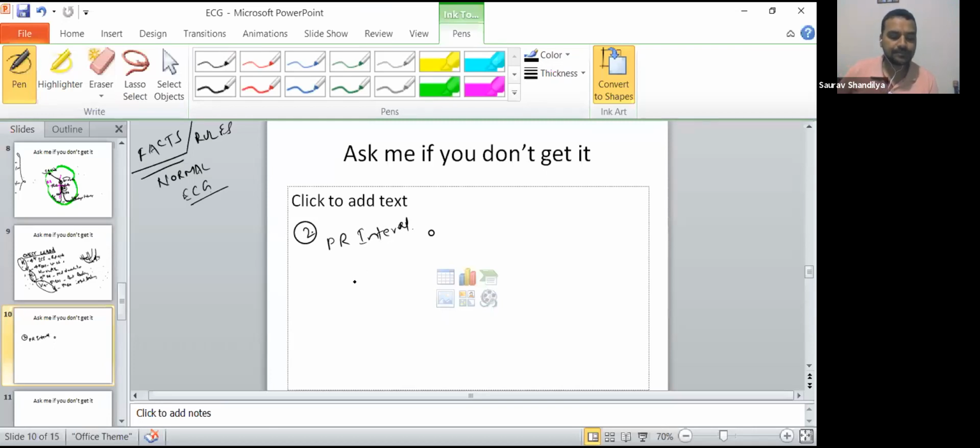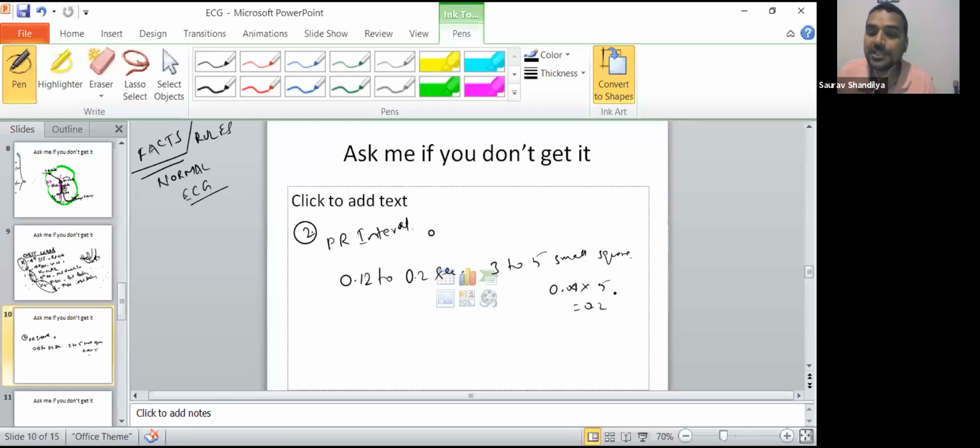How should the PR interval be? 0.1 to 0.2 second. That should be. So if you see on the graph paper, this is 3 to 5 small squares. You remember 0.04 into 5 is equal to 0.2. I told you 0.04 will be a single small square, right? So keep this in the mind. PR interval, you know how we know about it. What is the PR interval speciality? So it is 0.12 to 0. Just a minute.